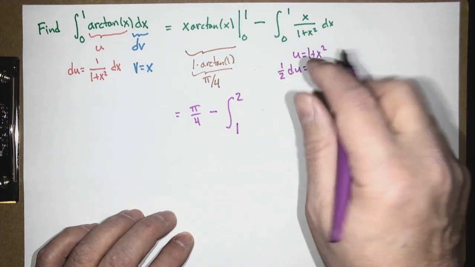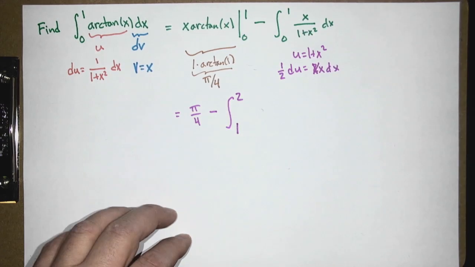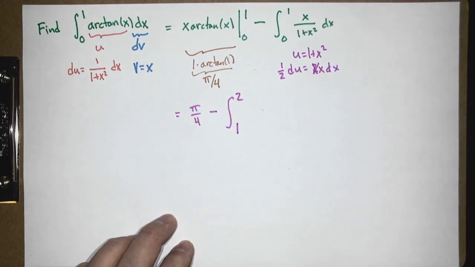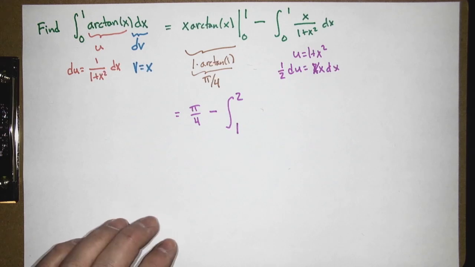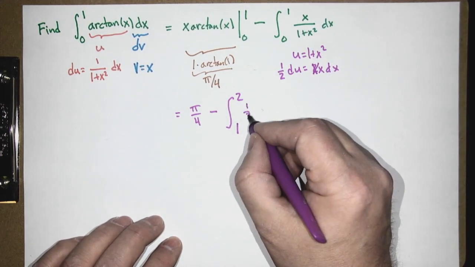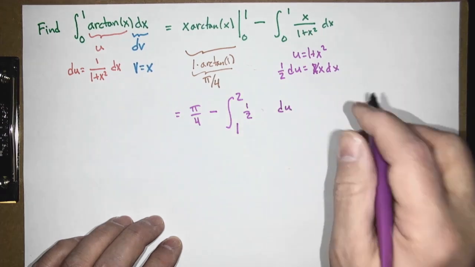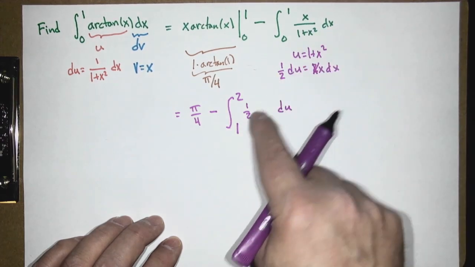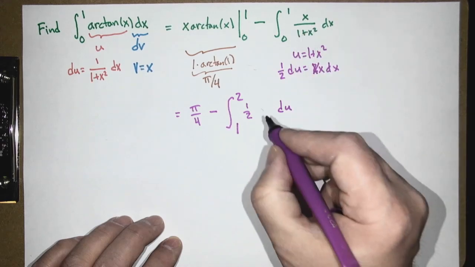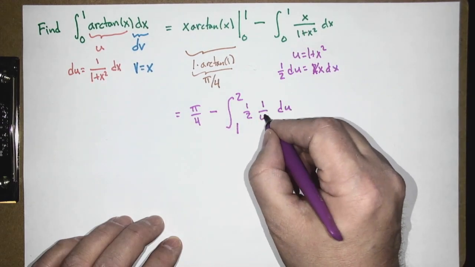1 to 2. So you plug in x equals 0, u equals 1. Plug in x equals 1, u equals 2. Then we have our x dx becomes a 1/2 du. So that's our x dx becomes 1/2 du. And this 1 plus x squared downstairs becomes a 1 over u.